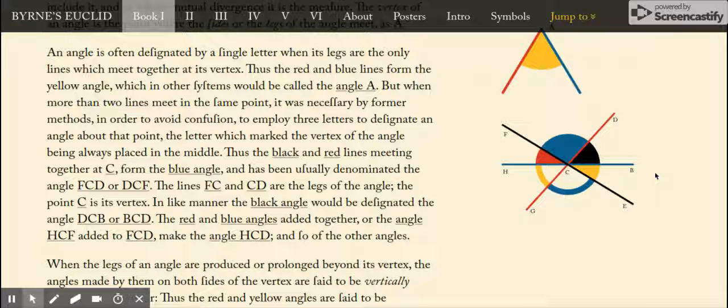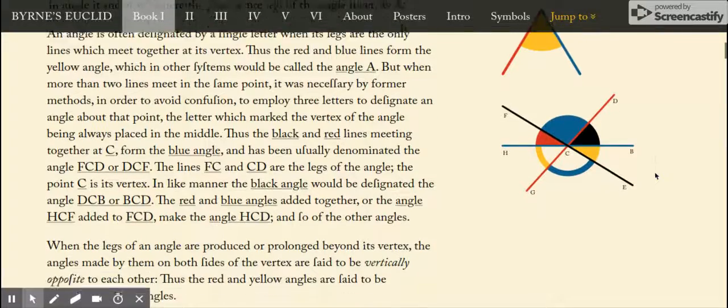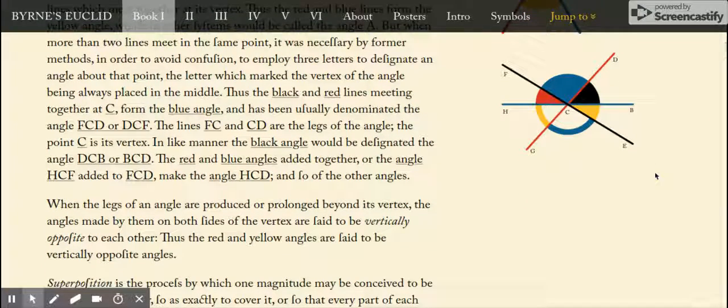A. But when more than two lines meet in the same point, it was necessary by former methods, in order to avoid confusion, to employ three letters to designate an angle about that point, the letter which marked the vertex of the angle being always placed in the middle. Thus, the black and red lines meeting together at C form the blue angle, and has been usually denominated the angle FCD or DCF. The lines FC and CD are the legs of the angle. The point C is its vertex. In like manner, the black angle would be designated the angle DCB or BCD.